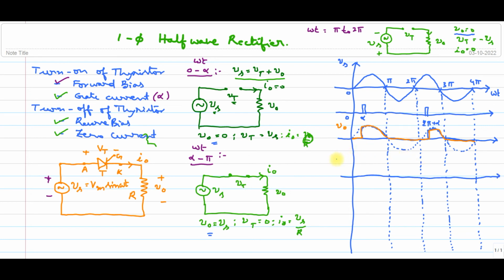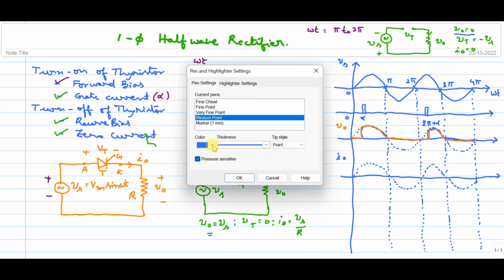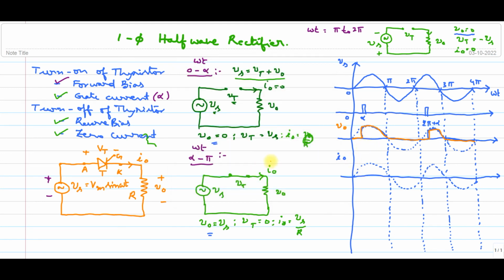Let's move on to I naught. So this is I naught, and same thing, I naught is also following V naught. V naught itself is following Vs. So this is the way. So let me take some other color for the clarity. Yes. So same thing will happen for I naught also.